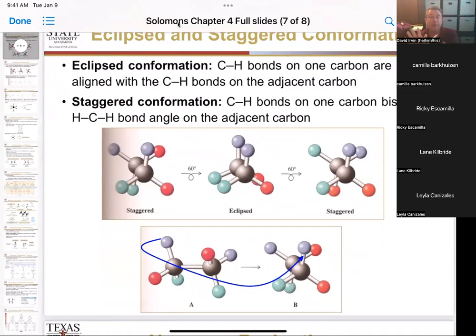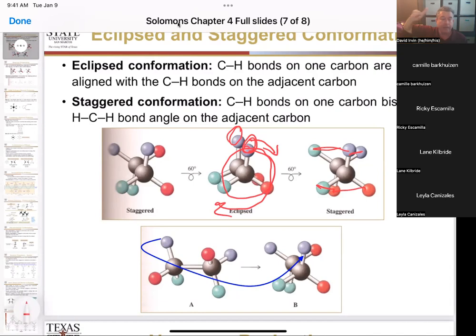Then guess what? If you do 60 more degrees in that same direction, you're at the staggered configuration again. So we can keep rotating this around and around. The only barrier to this is when one atom is next to the other. It prefers to be 60 degrees over here, so they're as far apart as possible from all the other atoms. Okay, so eclipsed is overlapping, staggered is as far apart from each other as possible.